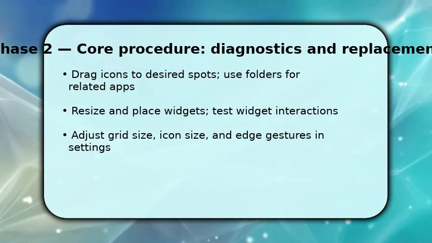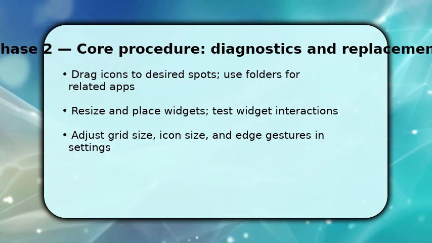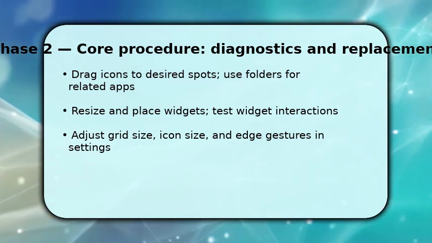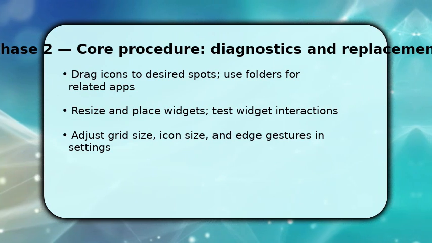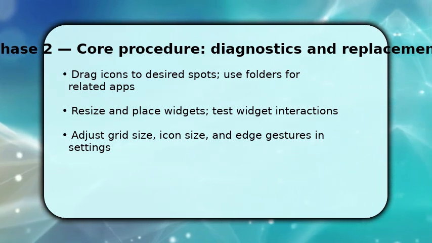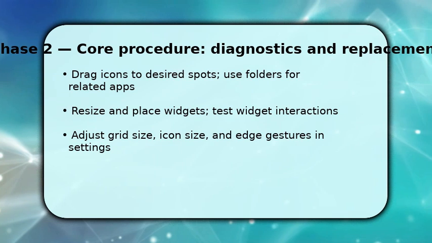Now you organize. Tap and hold an app, then drag it where you want. Place frequently used apps on the dock for quicker access. To create a folder, drag one app atop another, name it clearly, and add related apps. This keeps the screen tidy.